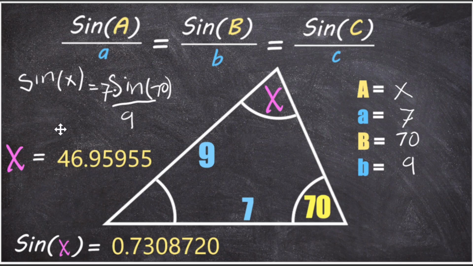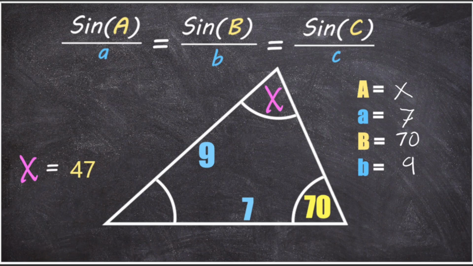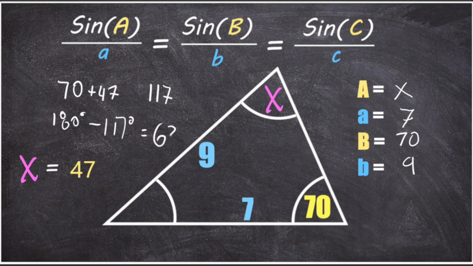For the sake of simplicity, I'm going to round the x up to 47 degrees. To get the missing angle, we simply subtract the sum of these two angles from 180. 70 plus x, which is 47. Add those two together and you get 117. So the missing angle is 180 degrees minus 117 degrees, and that equals 63 degrees. Our missing angle is 63 degrees.